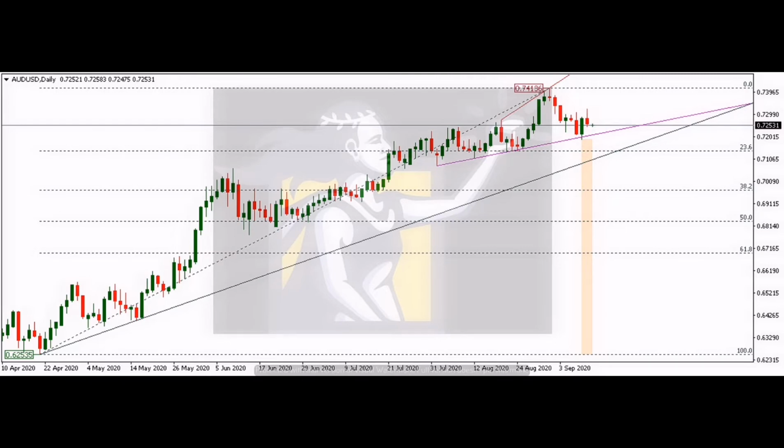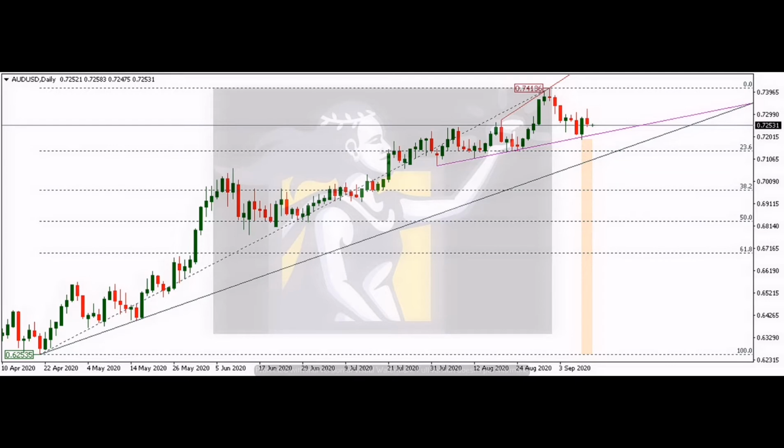Looking at the chart, the first resistance we're looking at is the 72.98, which is the high of September the 4th. The second resistance is the 74 cents, which is a psychological number. And finally, the third resistance is at 74.13, which is a major horizontal resistance area.